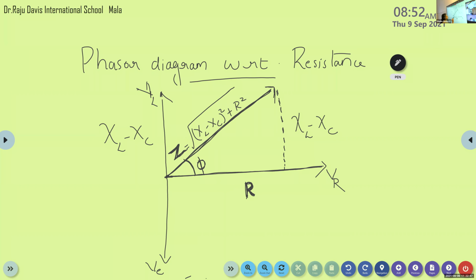The base is represented by the resistance R, the altitude by the resistance chi L minus chi C, and the hypotenuse represents the total resistance offered by this LCR combination. So if we consider any side of the triangle, all the sides are marked with resistance. That is why this triangle is known as impedance triangle.